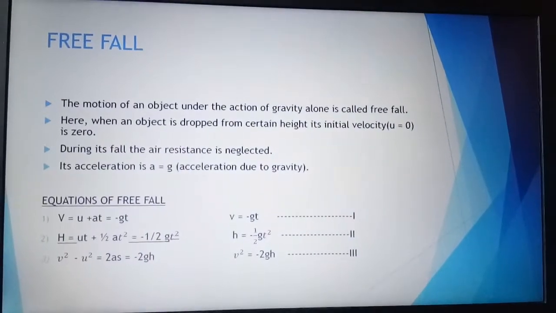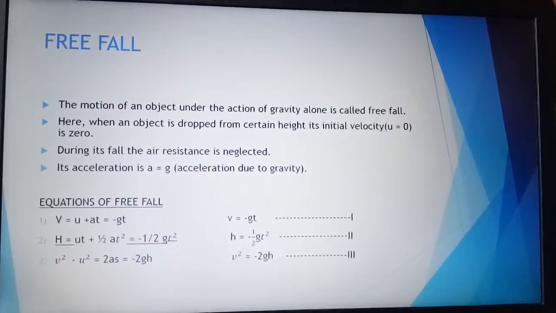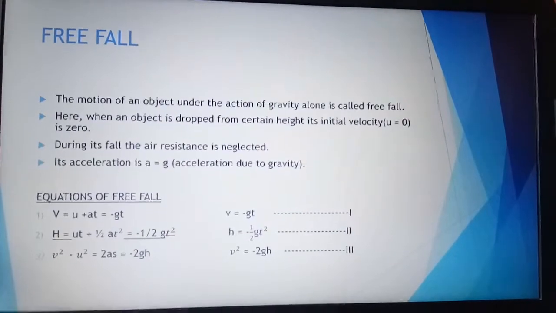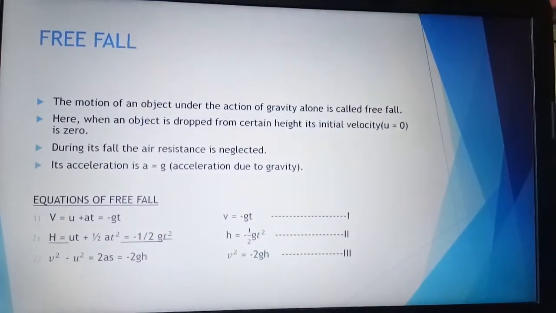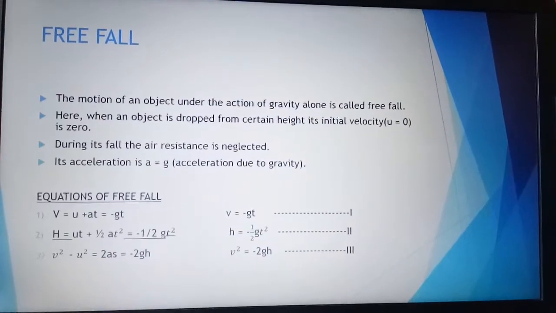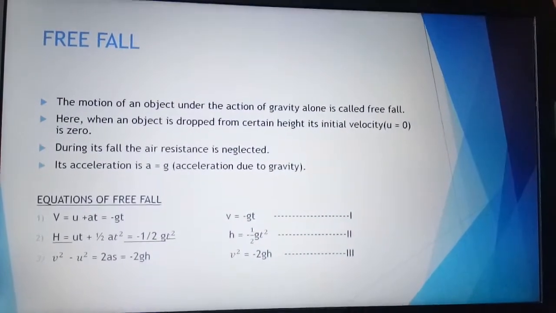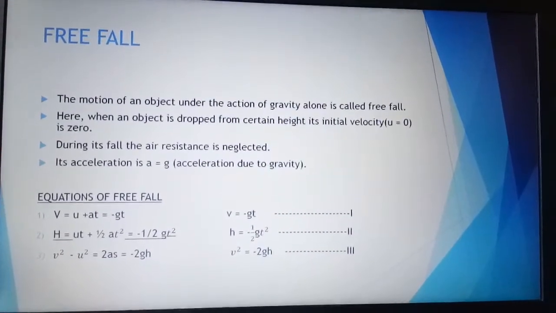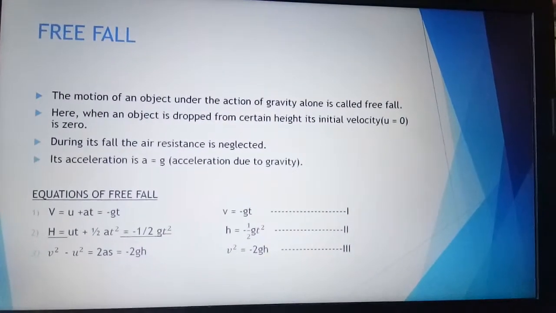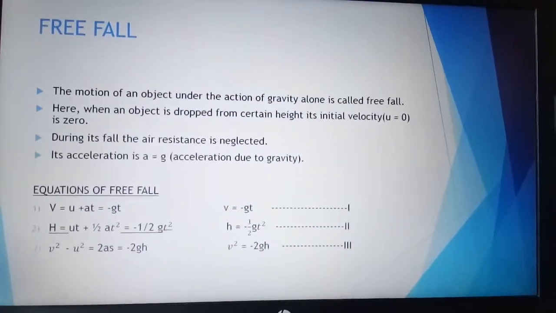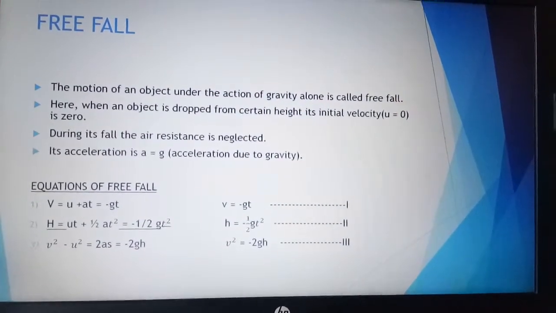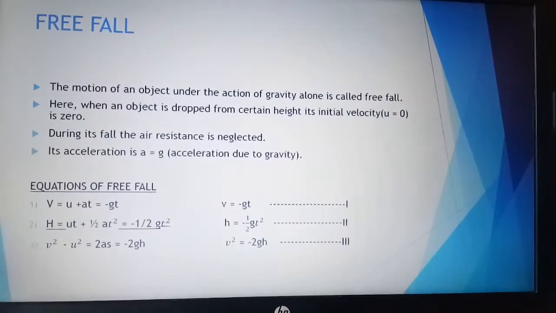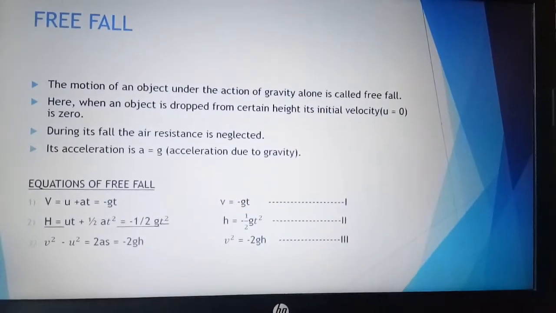Now, when the object is dropped from a certain height, its initial velocity is 0. During its fall, the air resistance is neglected. And when it is under free fall motion, it is under acceleration due to gravity. Therefore, the acceleration through which it falls is the acceleration due to gravity, a is equal to g.